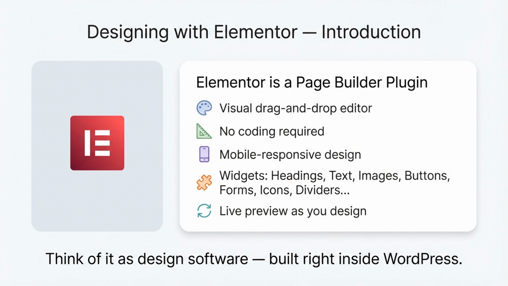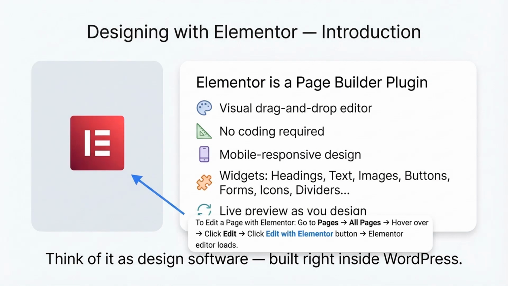No coding needed whatsoever. To start designing a page, go to All Pages, hover over the page you want to edit, let's start with Home, and click Edit. You'll see an option that says Edit with Elementor. Click that, and the Elementor editor loads up in a full-screen visual interface. From here, everything you do is visual. What you see while editing is exactly what your visitors will see.